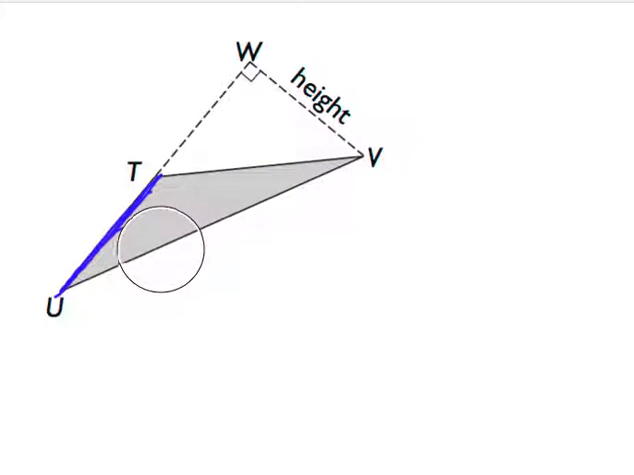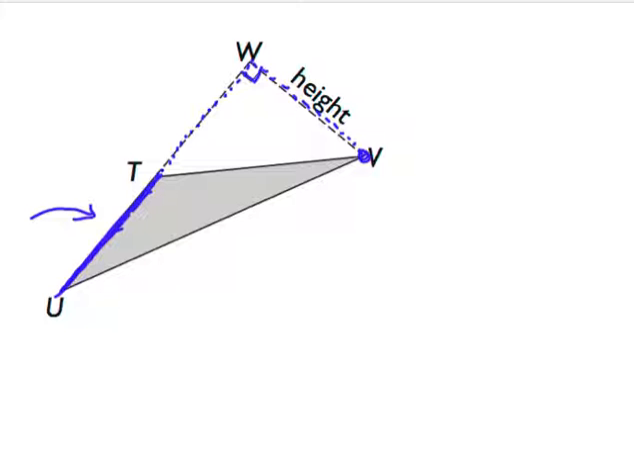So what you absolutely have to do then is extend your base imaginarily so that you can get a perfect perpendicular line and find the true height of this thing. Because you have to imagine, they want it to be so that UT is the base.